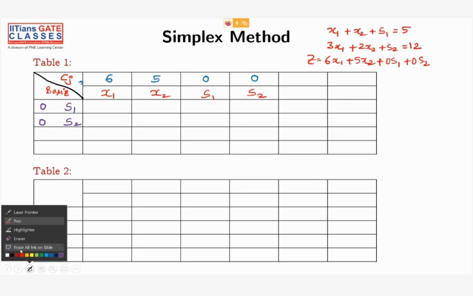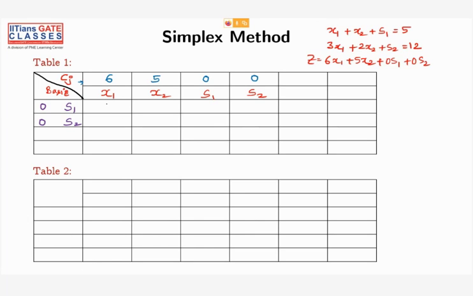Now I will fill the table with the constraints. Take constraint number 1. So 1 into x1 plus 1 into x2 plus 1 into s1 plus 0 into s2. Can I write this? Yes. Thus 1 into x1 plus 1 into x2 plus 1 into s1 is equal to 5, plus 0 into s2, there is no s2 here, so I put 0 here. In a similar way I'll write the next one: 3 into x1, 2 into x2, 0 into s1 plus 1 into s2. Now that I have filled the table using the constraints, these black values are the constraint coefficients for the corresponding x1, x2, s1, s2 variables.